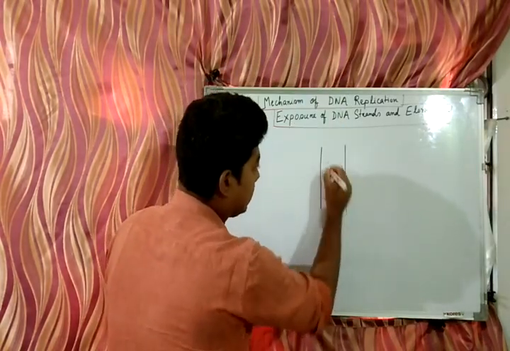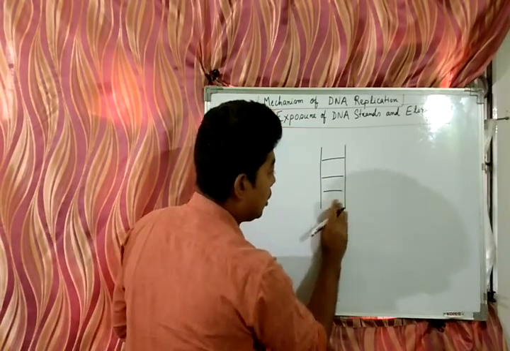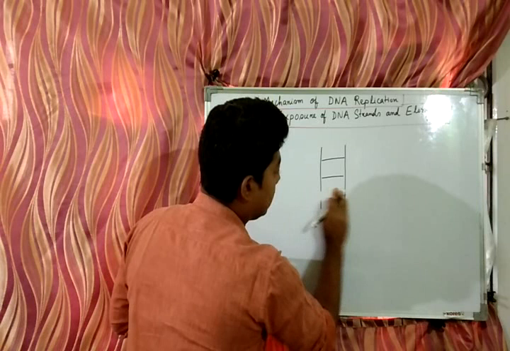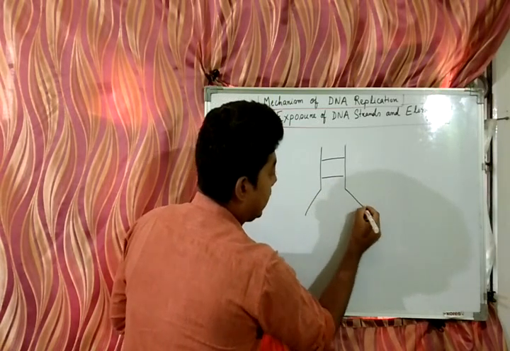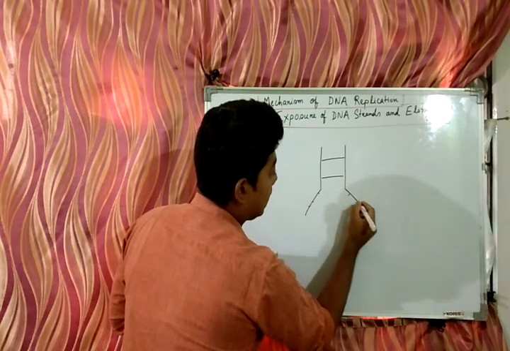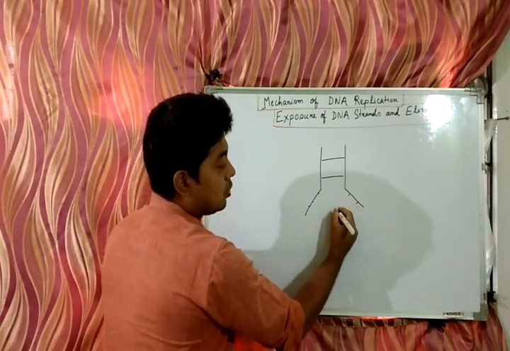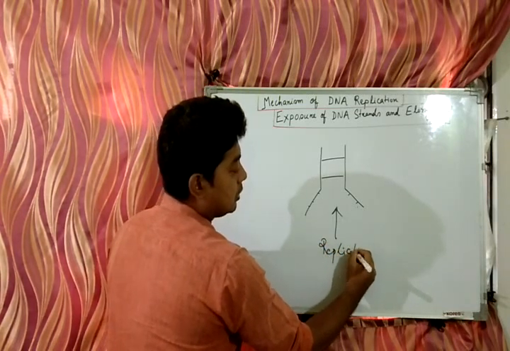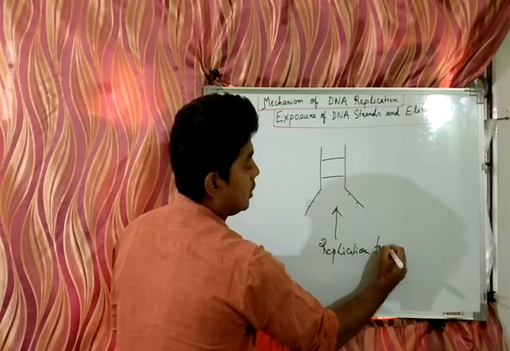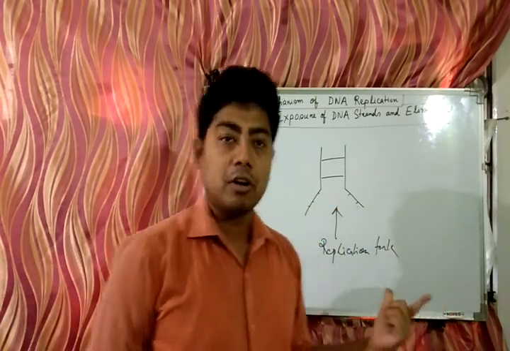Suppose these two strands are joined with the help of hydrogen bonds. When these hydrogen bonds break down, they open up, and this Y-shaped structure is called the replication fork.